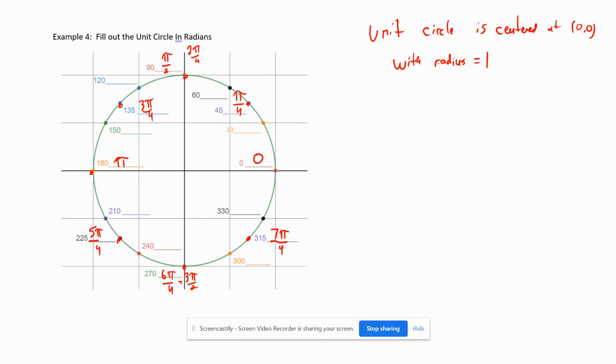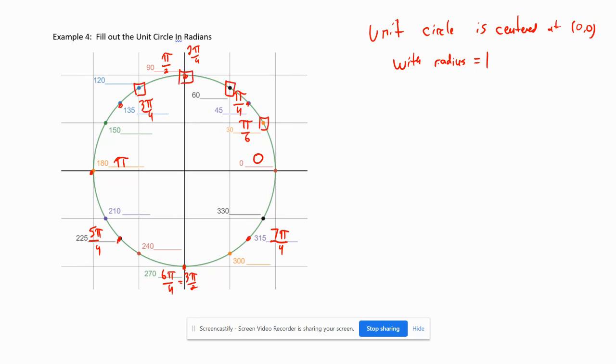All right, next we're going to look at 30 degrees. The pattern we're looking at here is we're going to look at 180, and if you go 180 divided by 6, you get 30. So if 180 is pi, that means 30 should be pi over 6. Okay. Next thing I'm going to do, I'm just going to put little squares around these guys over here.